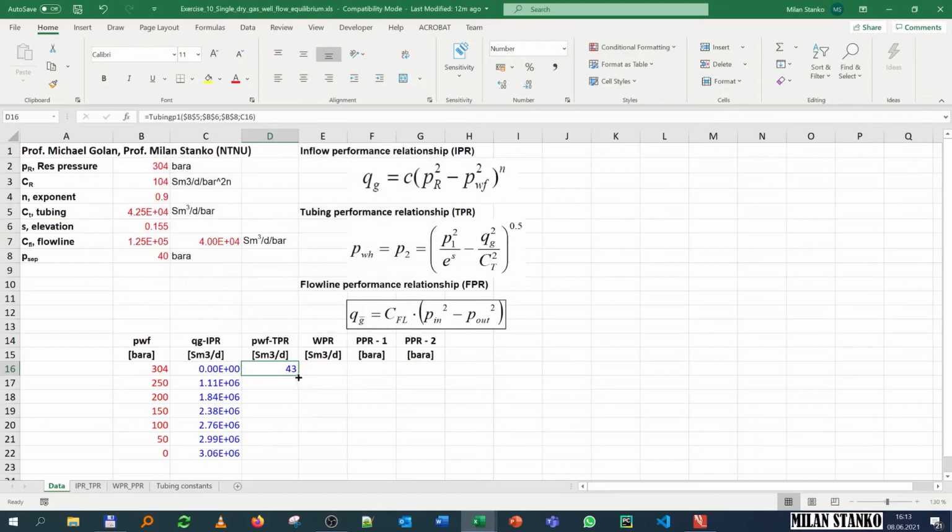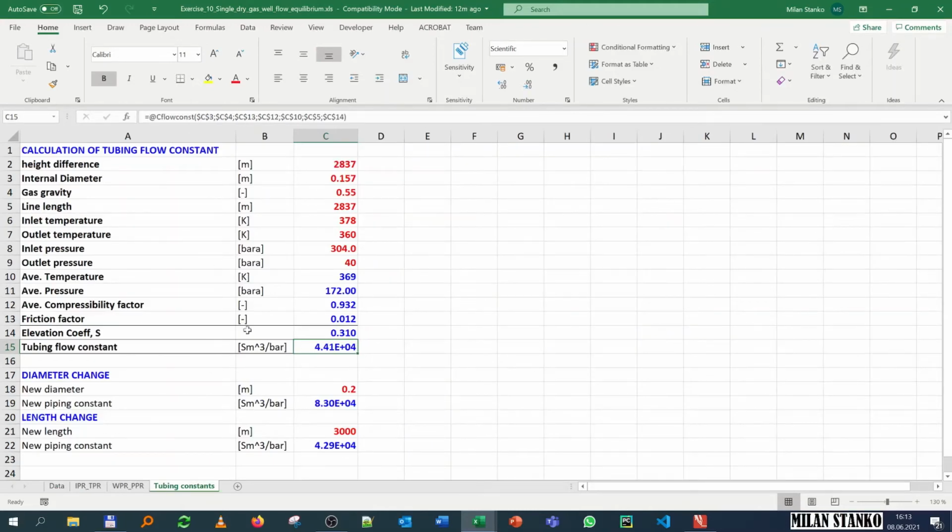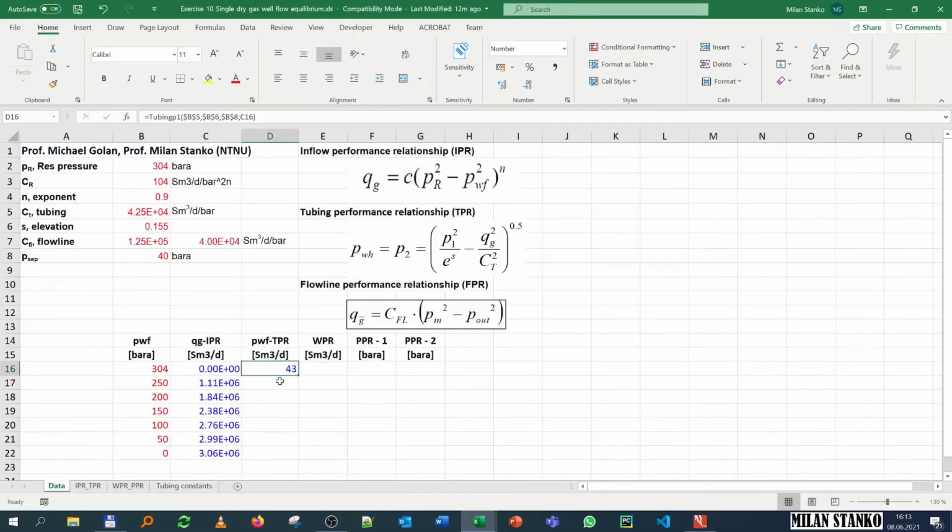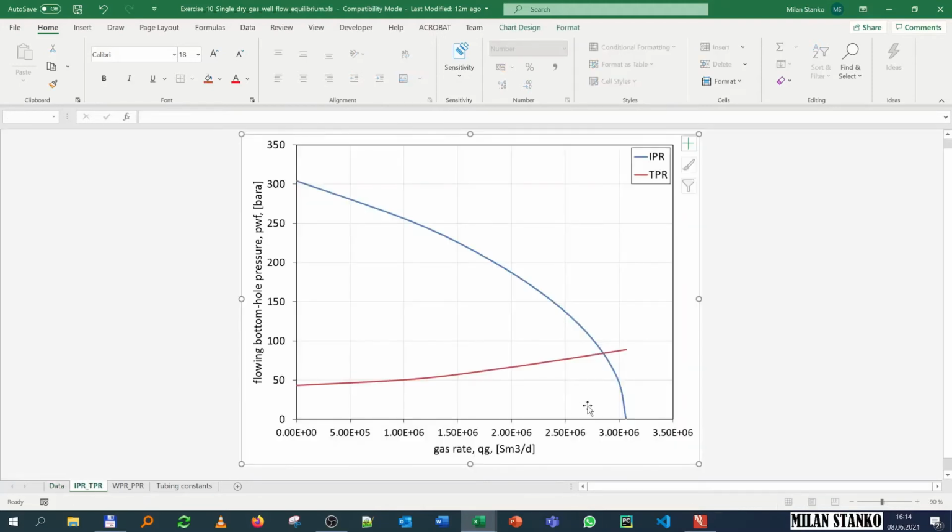Okay, you see initially when I have no flow, I will have 3 bar greater than the wellhead pressure. That means that's the hydrostatic column of gas. It accounts to 3 bar in this length, which is 2.8 kilometers. And then we drag it down, and when we have this very high rate, we have 90 bar. Okay, so let's see the intersection. When we put these two together, we're going to end up with that point, which is close to 2.8.